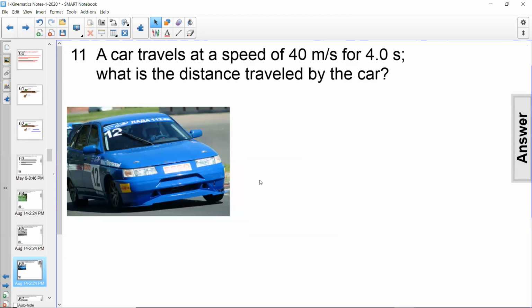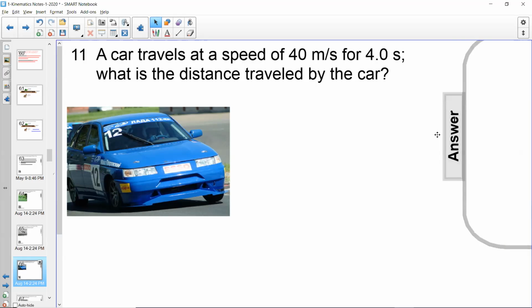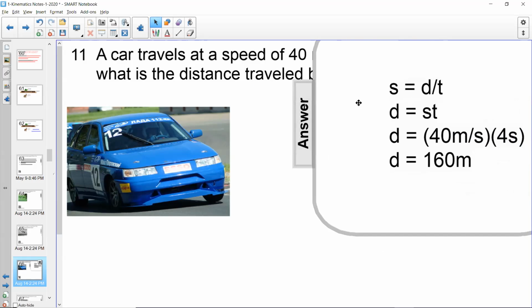All right, a car travels at a speed of 40 meters per second for 4 seconds. What's the distance traveled by the car? Okay, good. So we have to think about our equation here. For distance, if speed is distance over time, distance would be speed multiplied by time. So 40 meters per second times 4 seconds gives us 160 meters. And we can see meters over seconds multiplied by seconds, the seconds would cancel and give us meters.